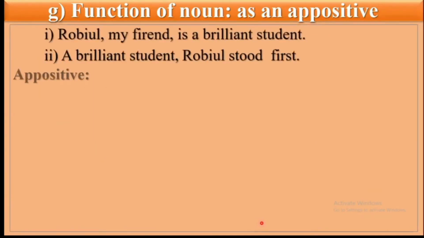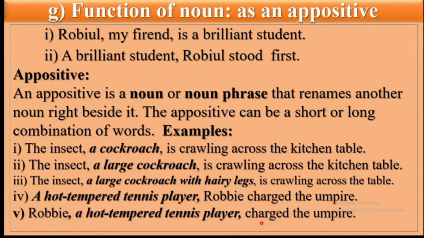Functions of noun as an appositive. At first we need to know what an appositive is. An appositive is a noun or noun phrase that renames another noun right beside it. The appositive can be a short or long combination of words. Here are some examples. The insect, a cockroach, is crawling across the kitchen table.